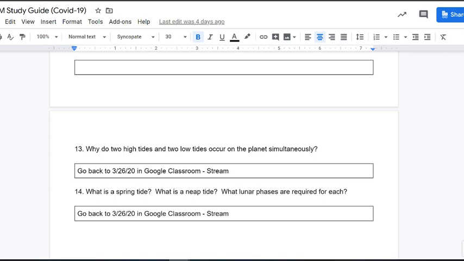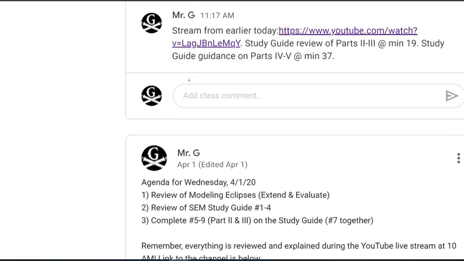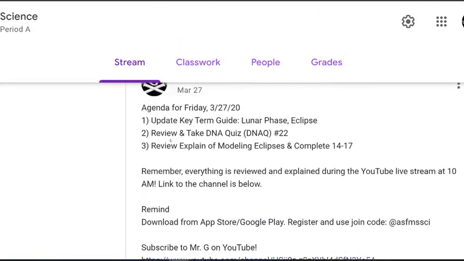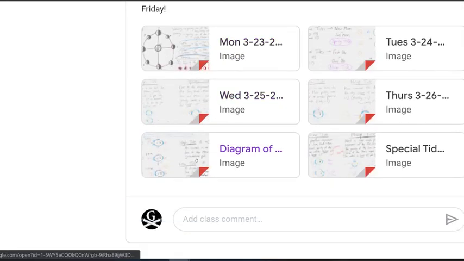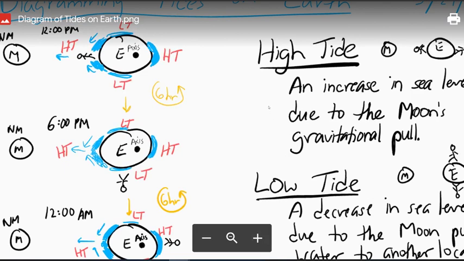Well, let's just go back to March 26th, if that's what we're going to use. I tell you to go to 27th, 26th. So this is the diagram I was talking about, diagram of the tides on Earth.